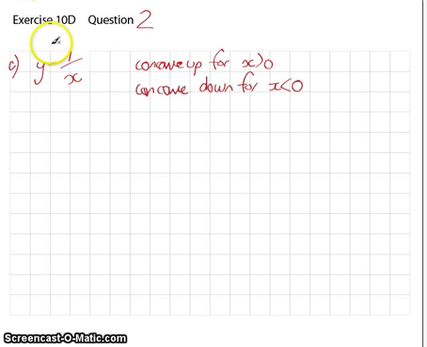The next question is a hyperbola. So we know what this looks like. Let's have a little bit of a quick sketch. Got an asymptote at the axes. So the question is asking us to show that it's concave up for x greater than 0. You can see it's concave up here. And concave down for x less than 0. We can see it's concave down there. So I just want to show that mathematically.